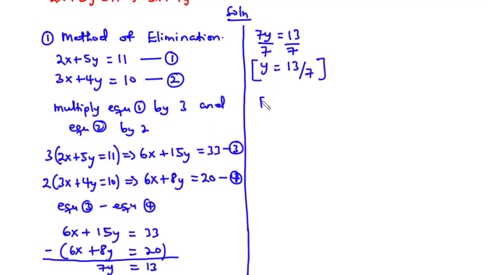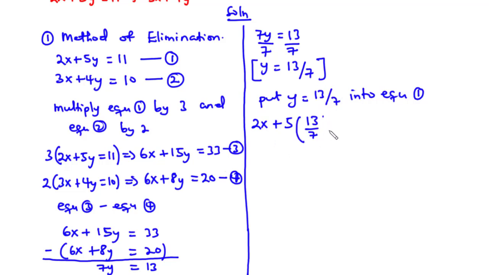Now we can put y equals 13 over 7 into any of the equations. So let's put y into equation 1. So equation 1, we have 2x plus 5y. Now in place of y, we are going to put 13 over 7, equals 11. So this time we are going to find the value of x. Now we have a fraction here. We have the denominator to be 7.